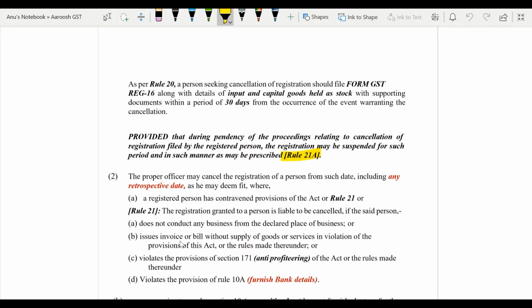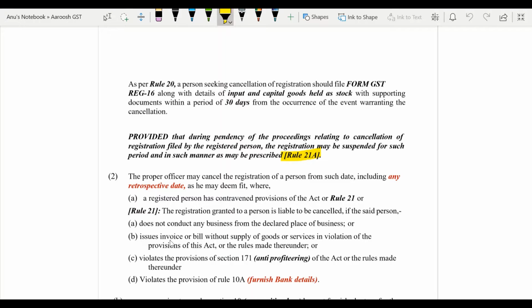So in which cases? Number one, the registered person does not conduct any business from the place of the declared place of business, right? Suppose I have a business which is registered in UP, but I do not do business from UP, and instead I do it from Delhi. That is not the right way to do it, and in this case, the proper officer can cancel my registration.